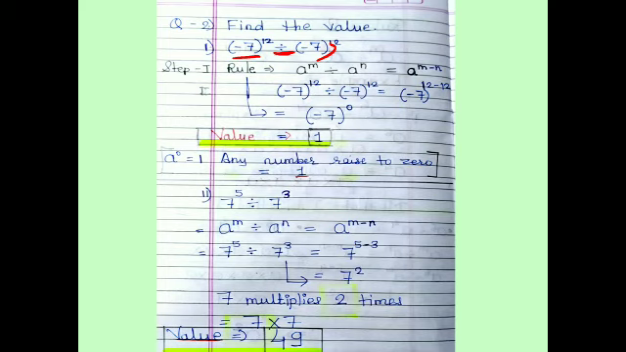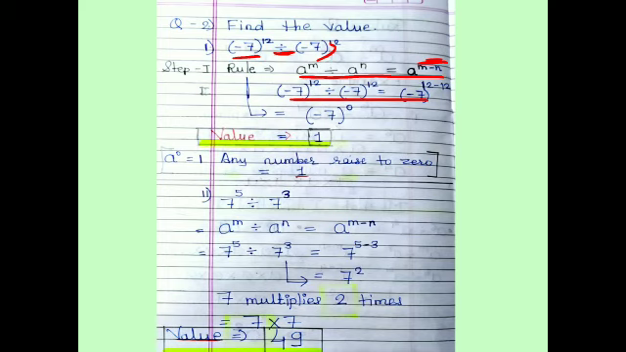So which rule do we have to apply? Rule number 2. A raised to m divided by a raised to n equals a raised to m minus n. For the common base, what do we have to do? Subtract the index number. The index is m minus n. So write the rule. Second step, substitute the value. Minus 7 raised to 12 divided by minus 7 raised to 12. What is the common base? Minus 7. And the indices are 12 minus 12. Both indices are also the same. 12 minus 12, the answer is 0.